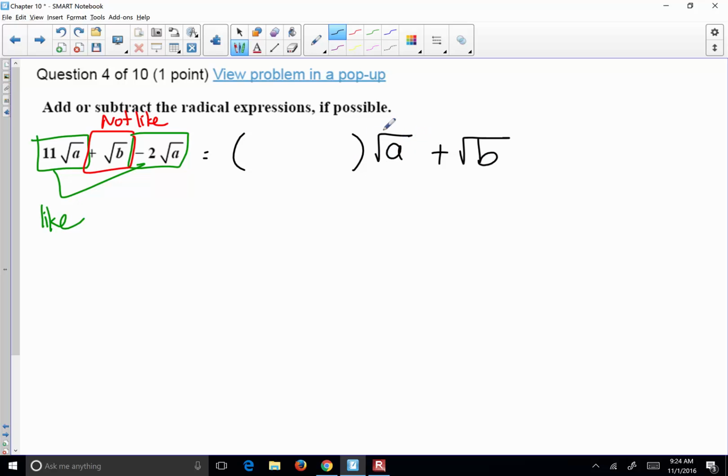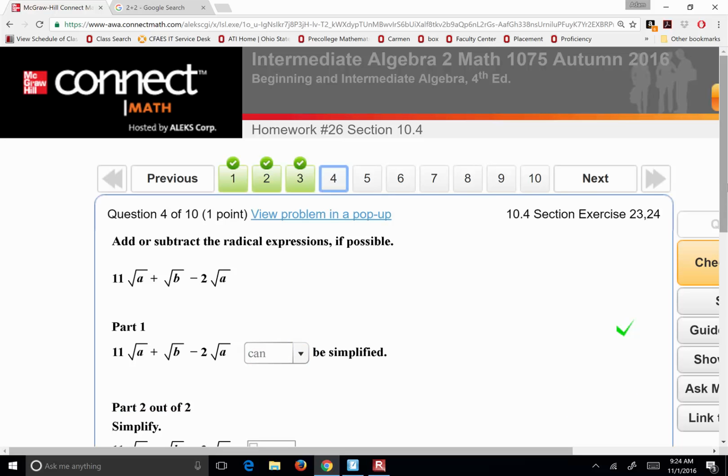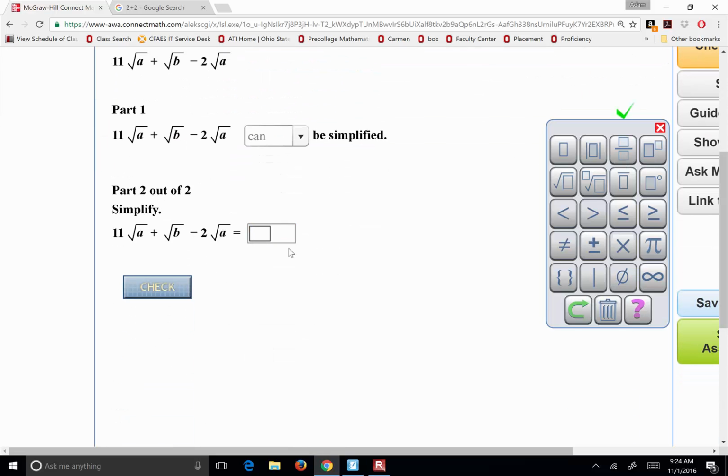Root A is the radical. Add the numbers in front. 11 and minus 2 is what I see. You see? So what is 11 minus 2? 9. Root A plus root B is the answer. You cannot combine these 2. You cannot simplify more because these are not like. Okay? Can be simplified. We still simplified it a little bit, not all the way, but it can be. And the answer was 9 root A plus root B.